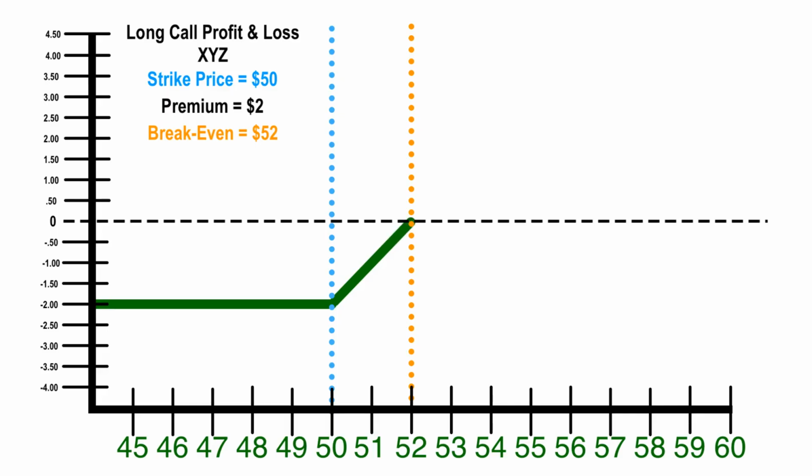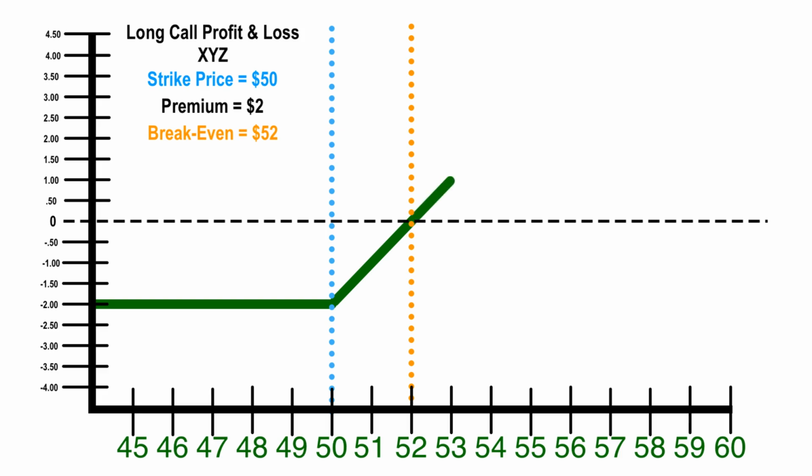At a stock price of $52, the option reaches its break-even point. The call option now has $2 of intrinsic value, because the stock is $2 above the $50 strike price. This exactly offsets the $2 premium that was originally paid, bringing the position to neither a profit nor a loss. At this level, the trade has fully recovered its cost, and any additional increase in the stock price beyond $52 will result in net profit.